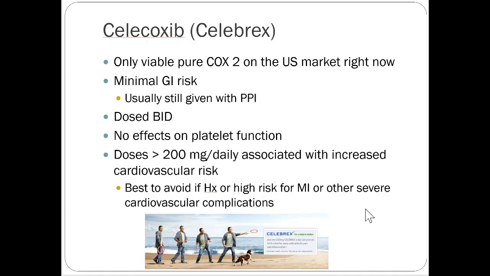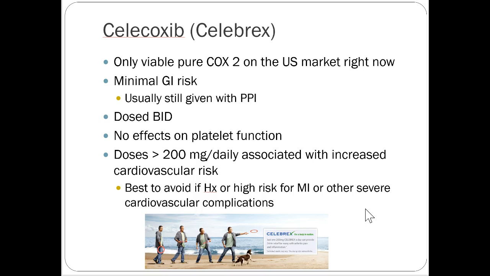And then celecoxib, or Celebrex, is the only pure COX-2 on the market right now. The GI or bleeding risk is minimal. However, when you're taking NSAIDs chronically, you're still probably going to want to use a PPI on top of it, or a proton pump inhibitor. The evidence just shows that you're much less likely to get a GI bleed if you're suppressing the stomach acid production, and proton pump inhibitors work really well for that.